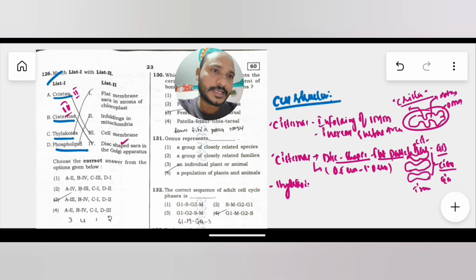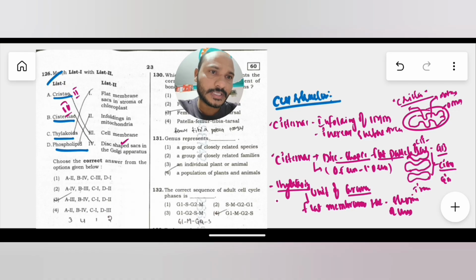Here, we know that thylakoids are the units of grana. A group of thylakoids together form grana, and these thylakoids are flat, membranous sac-like structures present in the stroma of the chloroplast. For example, here I am explaining. It is a double membrane bound cell organelle, that is the chloroplast, in which we have flat, disc-shaped, membrane sac-like structures called thylakoids. So this thylakoid is present in the stroma.